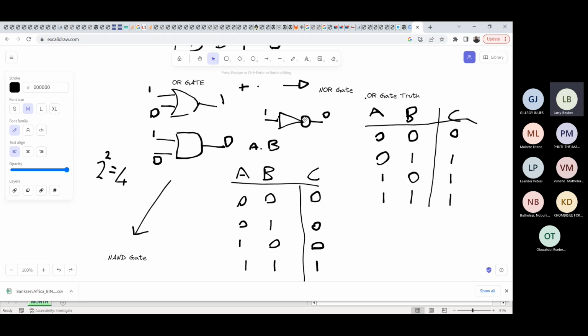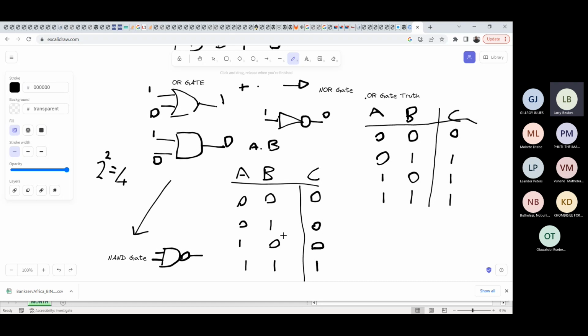We just put this bubble here. So let me just draw one of them. This is an AND gate. We just put this bubble here, right? Then we know we have a NAND gate.